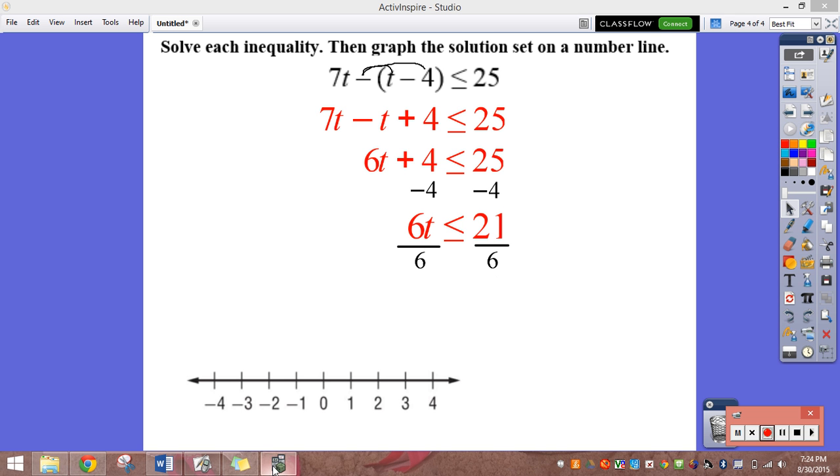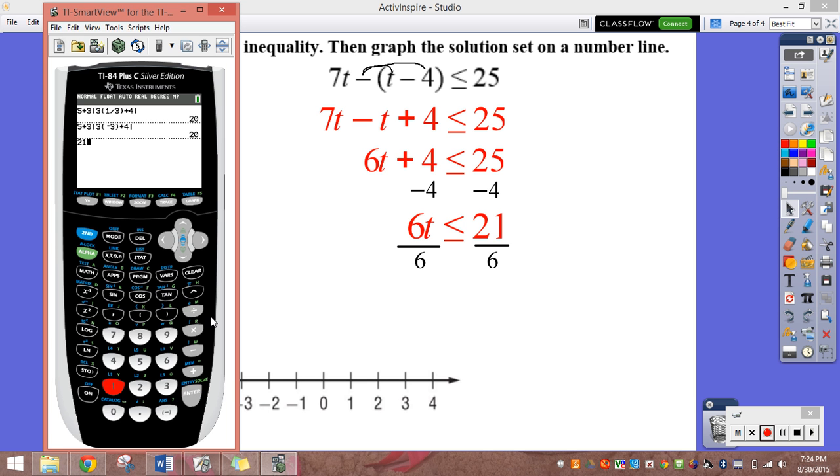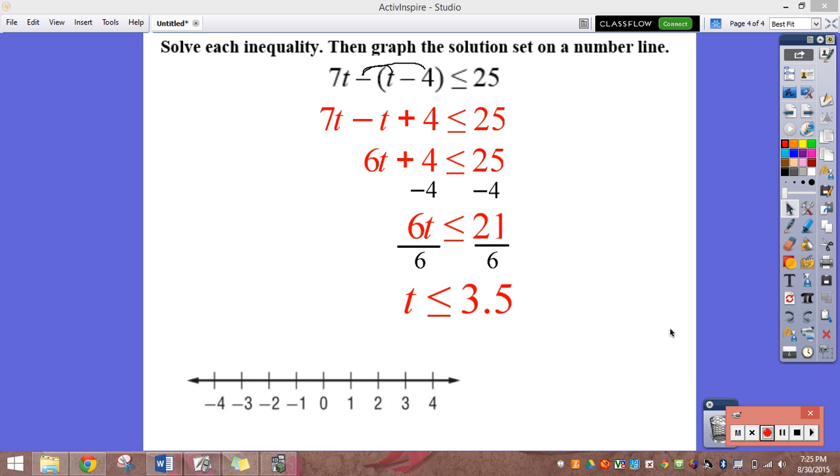And 21 divided by 6 doesn't divide out to a whole number. If I use my calculator, I can see that it's 3.5. And I have the option to leave it as a decimal here because it's terminating, it ends. However, if I wanted to know the simplified fraction, I could press math, enter, enter. In this case, it probably would be easier to keep it as a decimal because I know I'm going to have to graph the solution. It's easier sometimes to estimate decimals rather than fractions. So I'm going to write it as t is less than or equal to 3.5. So that would be my solution set to this inequality.